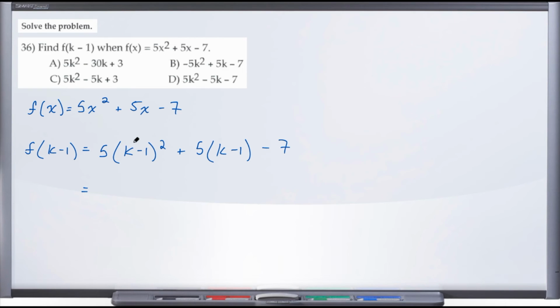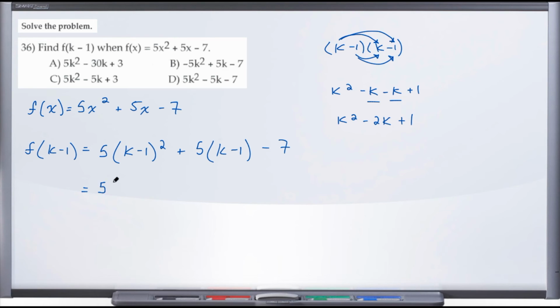So what does it mean when we square something? Well, it means we're going to write it twice and then FOIL. All right, so first, outer, inner, last. We're going to get k times k, well, that gives us k squared. K times negative 1 is just negative k. Negative 1 times k, again, is negative k. And negative 1 times negative 1 is positive 1. And we can go ahead and combine some like terms here. So we get k squared minus 2k plus 1.